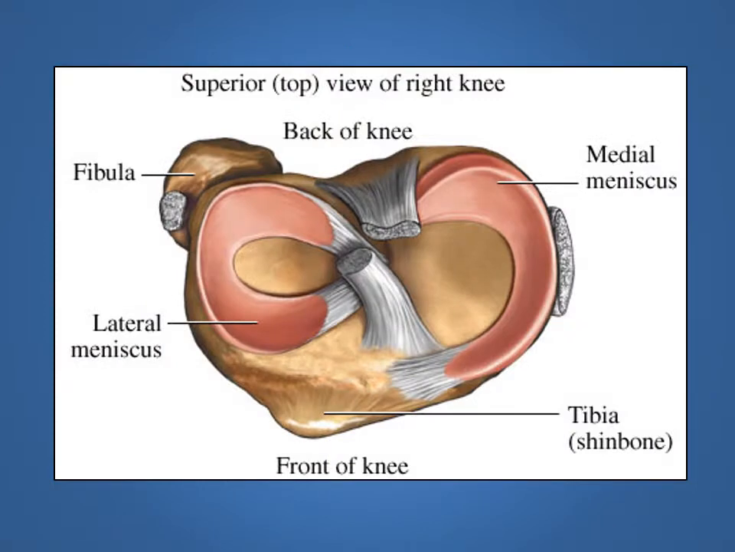This is a bird's eye view of the shin bone after the thigh bone has been removed. You can see that the meniscus are shaped like the letter C. The lateral meniscus is more circular than the medial meniscus, but both structures go from the front of the knee, around the corner of the shin bone, to the back of the knee.